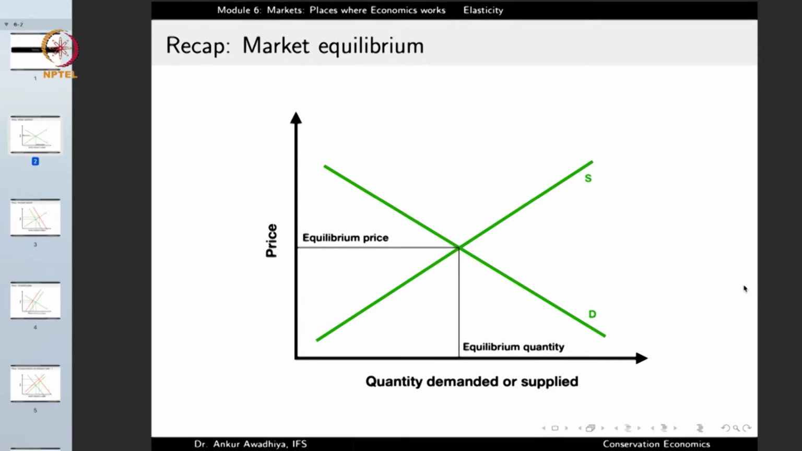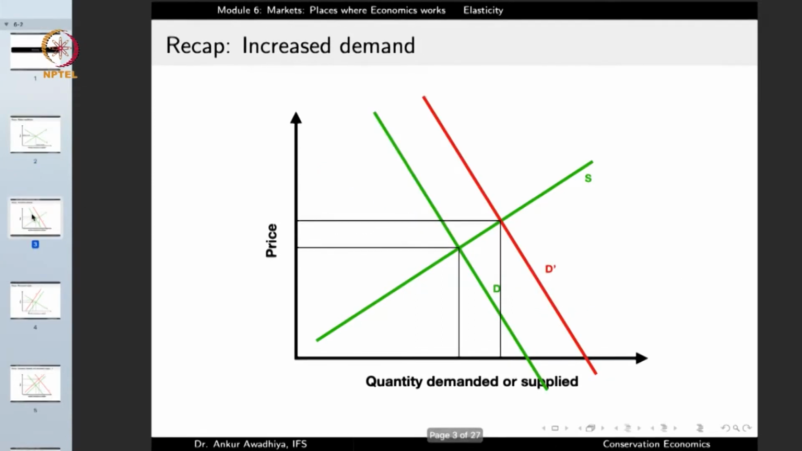And we also explored what happens when there is a change in the demand or a change in the supply. Now, a change in demand is represented by a shift in the demand curve. So, an increase in demand is shown by the demand curve shifting towards the right, and a decrease in demand is shown by the demand curve shifting towards the left. If we consider an increase in demand, here the earlier demand curve was this, the new demand curve is this. So, what happens to the price and to the quantity that is demanded or supplied?